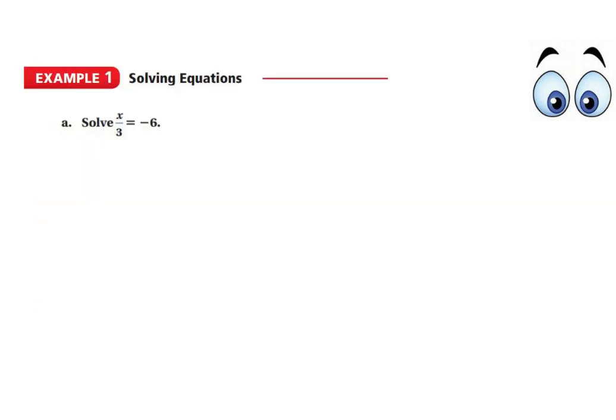So for example 1, we have x over 3 equals negative 6. So we will see that we have division, and the opposite of division is multiplication. So we'll multiply both sides by 3. On the left side, 3 divided by 3 is 1, so 1x or just x. And on the right side, negative 6 times 3 is negative 18.